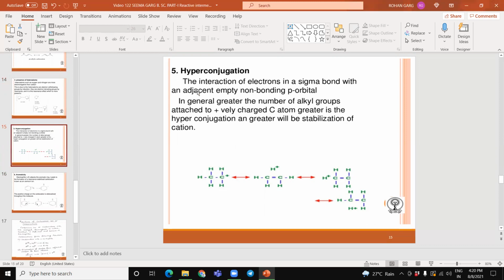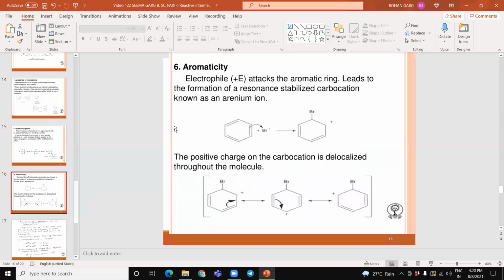Hyperconjugation. The interaction of electrons in a sigma bond with an adjacent empty non-bonding p orbital. Here, due to the hyperconjugation, its stability is increasing. Aromaticity. Electrophile attacks the aromatic ring, leads to the formation of a resonance stabilized carbocation known as arenium ion. See here. The positive charge on the carbocation is delocalized throughout the molecule and it stabilizes the molecule.